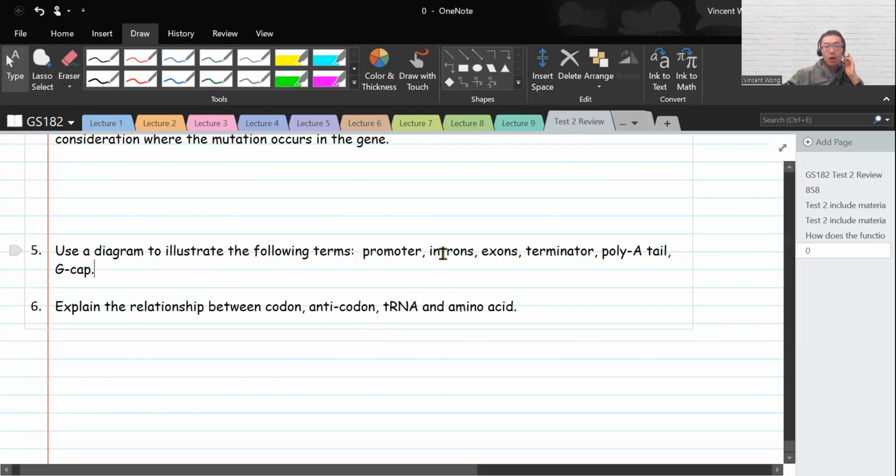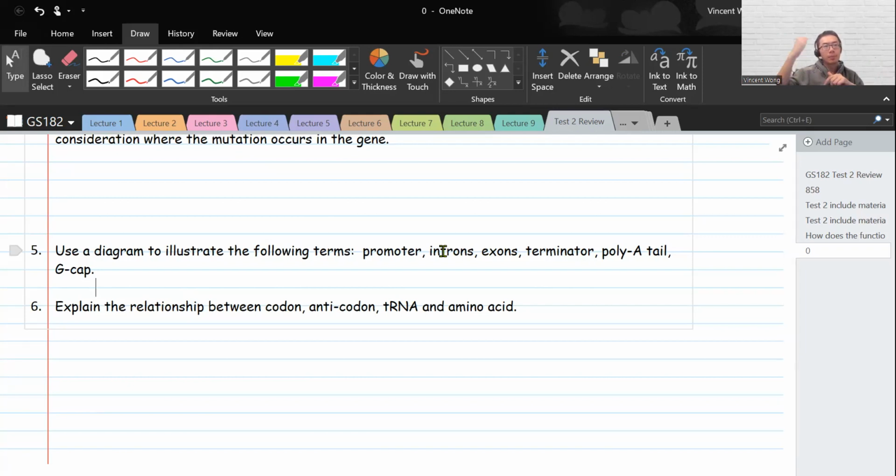The introns are just part of the DNA, right? When you copy your DNA, you copy both the coding as well as the non-coding segments, okay? And that's why you have to remove the introns before you are able to do the translation, okay? So that's part of the post-transcriptional modification, right?